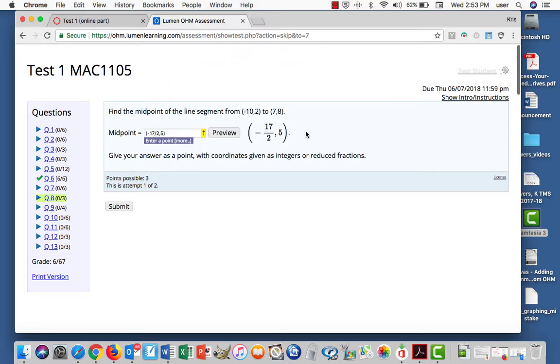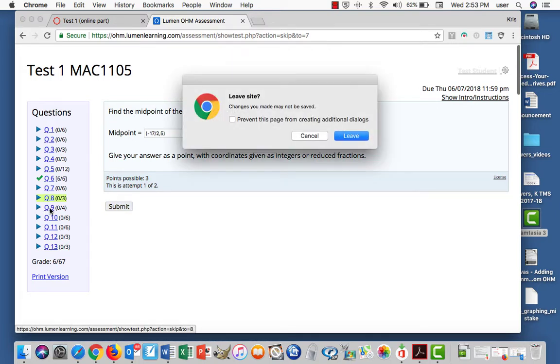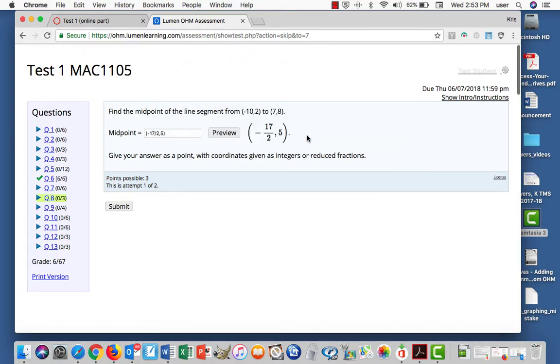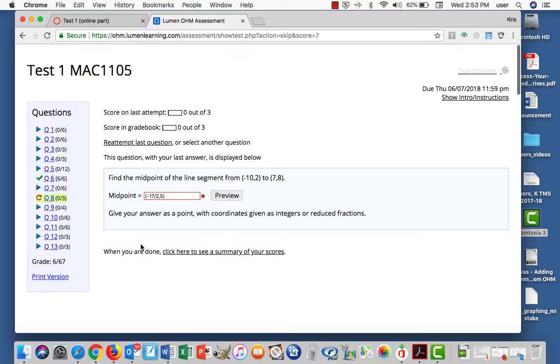Oh, I did not check my answer, and so did you see what happened when I didn't check my answer? Let's do that again. It said leave site, changes you made may not be saved. And so then you can choose to stay there and, oh, actually I meant to submit that. Oh, I guess I found that one wrong. Let's go back and attempt that one again.